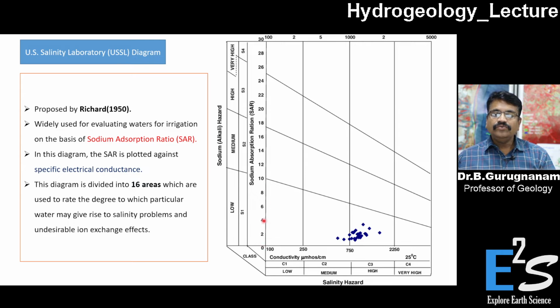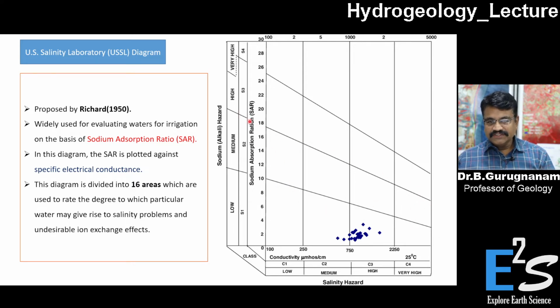So 0 to 10 is the first class, 10 to 18 is the second class, 18 to 26 is the third class. This is the class interval of sodium alkali hazard. Sodium alkali hazard is classified on 4 scales on the y-axis, and EC is taken as 4 scales on the x-axis. The vertical lines are drawn parallel to the first line, and there are 4 columns here, and similarly 4 rows based on the value of sodium hazard.